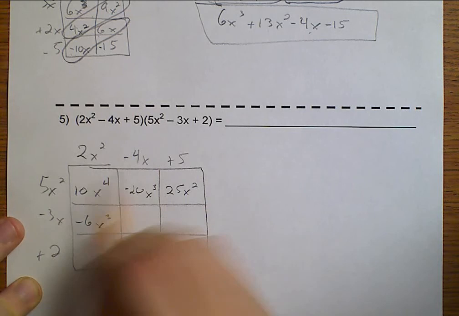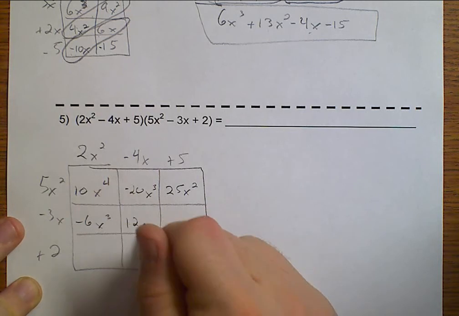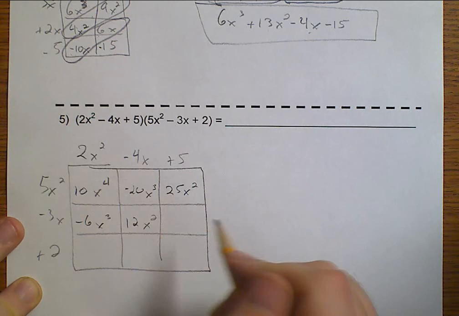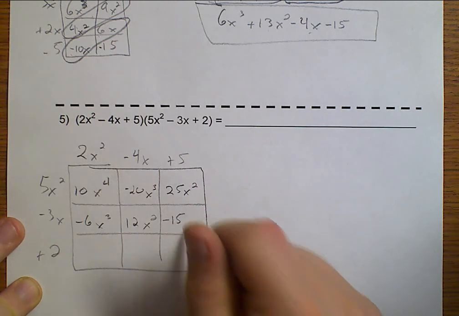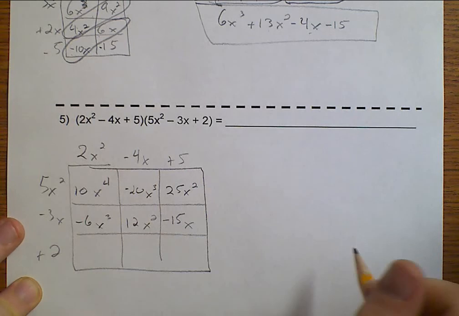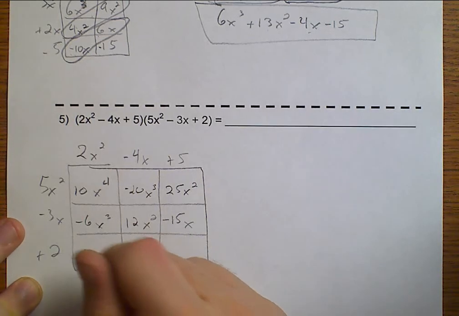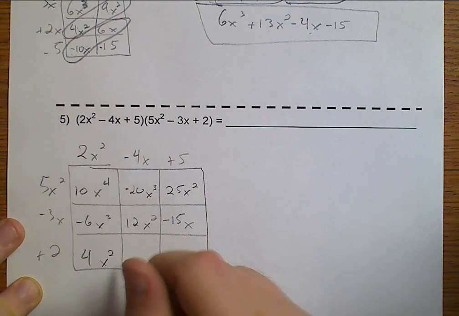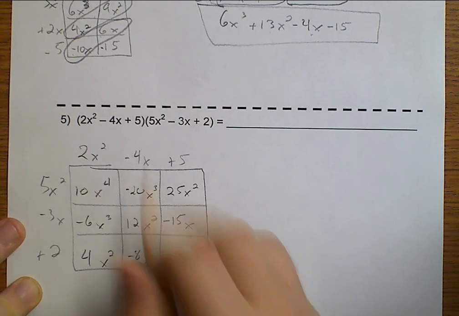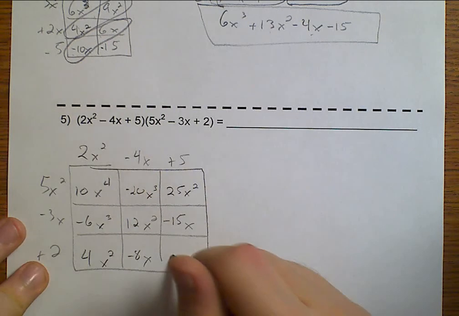Negative 3 and negative 4 make a positive 12. X and x make x squared. Negative 3 and 5 make negative 15. I only got one x. 2 and 2 make 4. The x squared drops down. Negative 4 and 2 make negative 8. X drops down. 5 and 2 make 10.